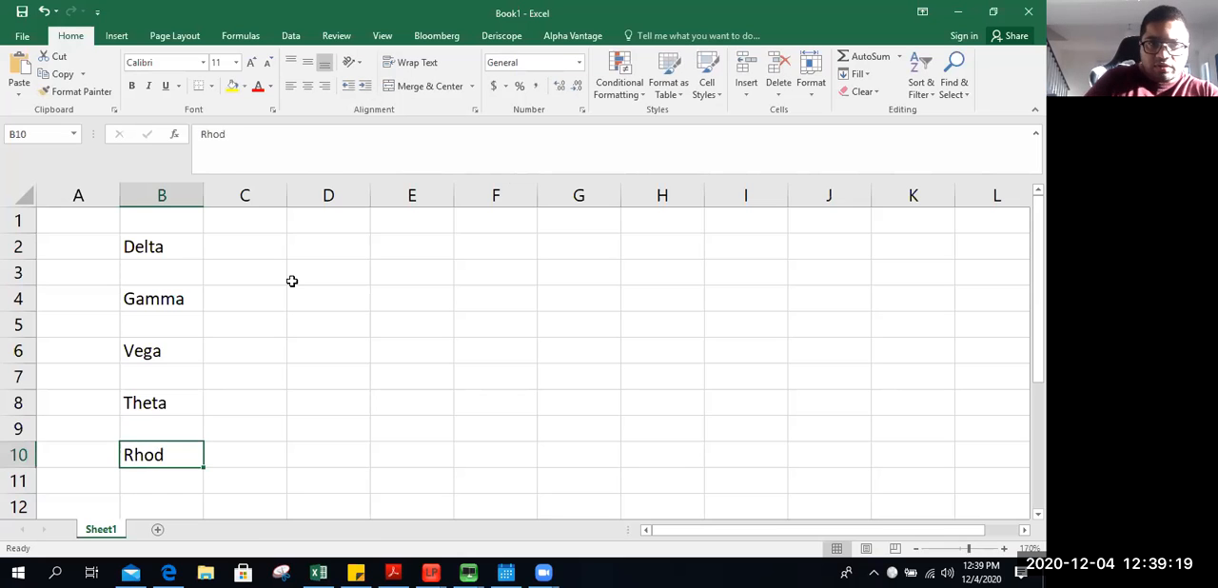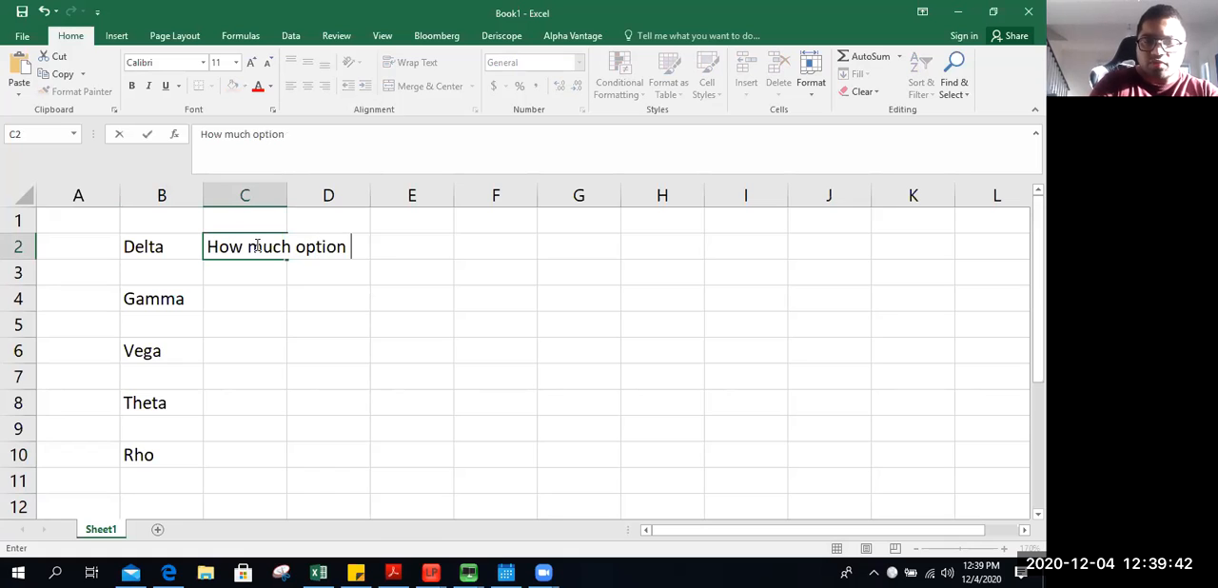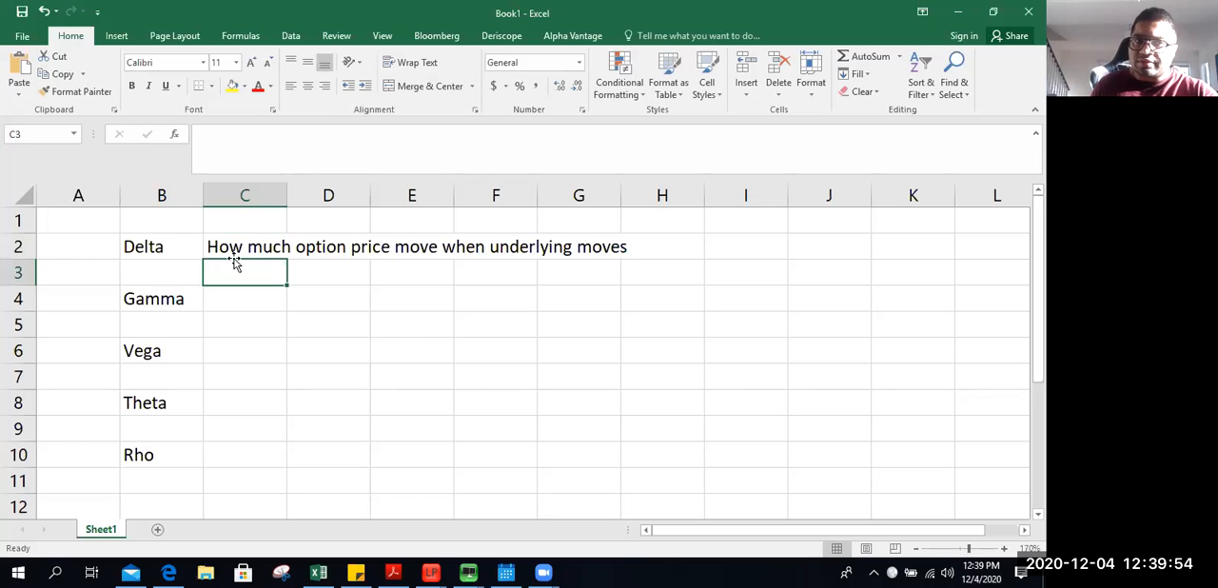Okay. So what is Delta? What do we understand by Delta? Delta is how the option price moves when the market moves. So when the stock moves, when the underlying moves, how much does the option price move? Delta shows the movement of option prices when there is a small movement in the underlying price.